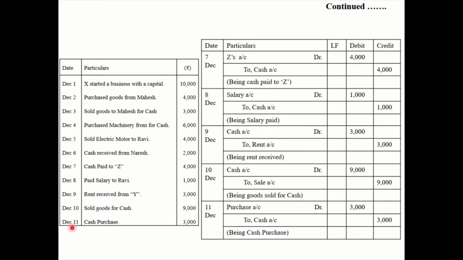11 December cash purchase. Two accounts, purchase and cash. While purchasing, goods are coming into the business, that's why purchase account is debited to cash account. Cash is going out of the business, that's why cash account is credited with rupees 3000. Narration is being cash purchase. This is the journal entry of these transactions.